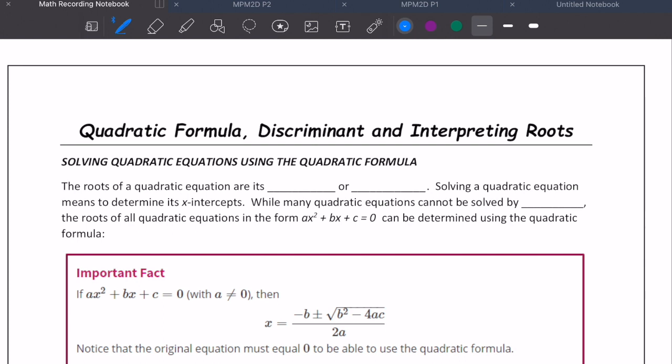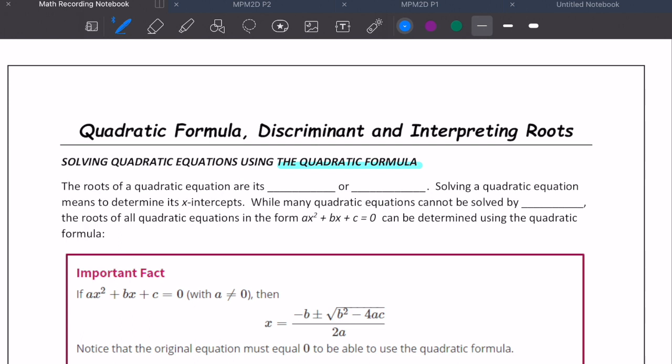So in the previous lesson, we looked at using graphs and using factoring in order to solve quadratic relations. In this lesson, we're going to be looking at something called the quadratic formula to help us solve quadratic relations and equations.